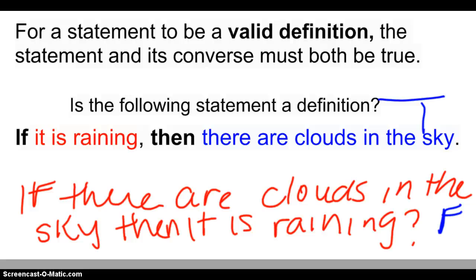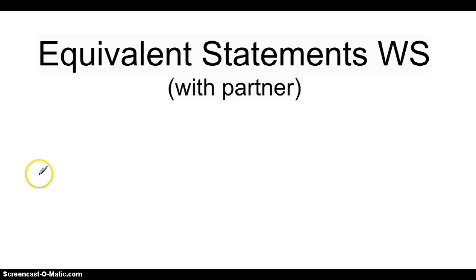Something that could be a valid definition would be: if an angle is between 0 and 90, then it is acute. If I switched them, it would be: if it is an acute angle, then it is between 0 and 90 degrees. That is a valid definition of what an acute angle is. You just have to be able to tell those, and that's what you're going to work on next, the equivalent statements with your partner. All right? Thank you.